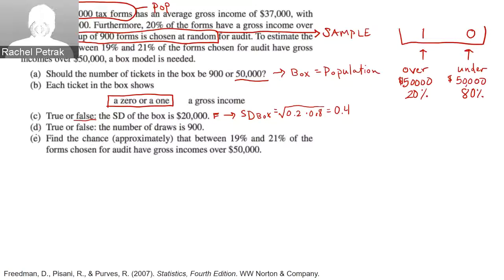So now let's look at D. True or false, the number of draws is 900. True. The draws are the sample.